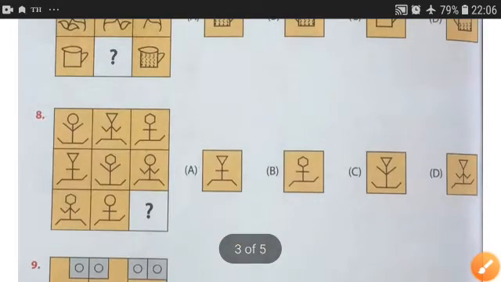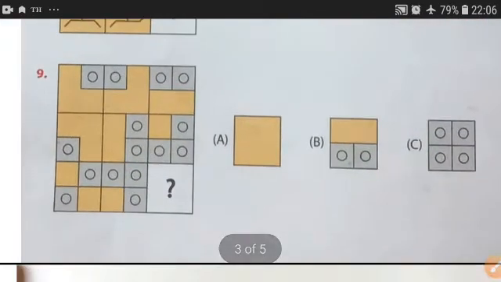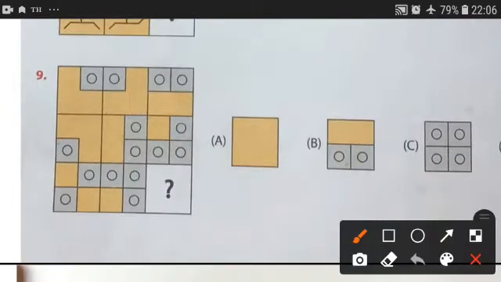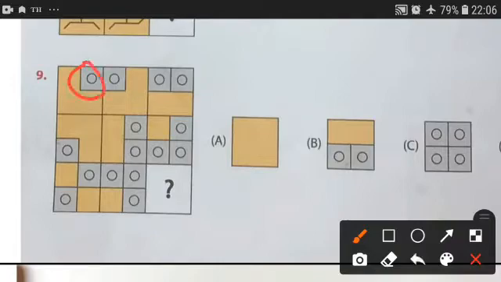Okay, now moving further to question number 9. In question number 9, you can see this is a cell, these are the cells. Okay, this is row 1, and in each of the rows this portion or this part is changing its position from here to here, and at the end it is increasing.